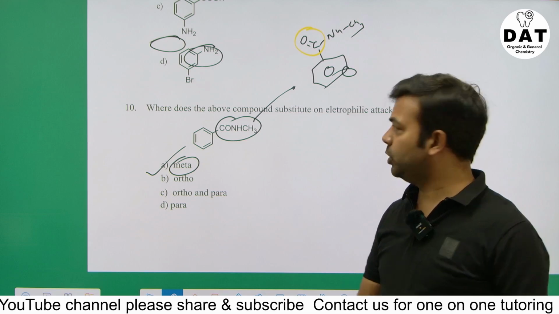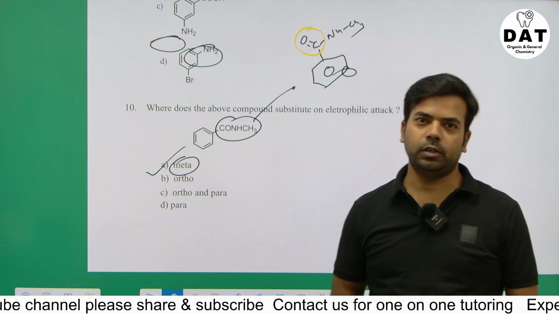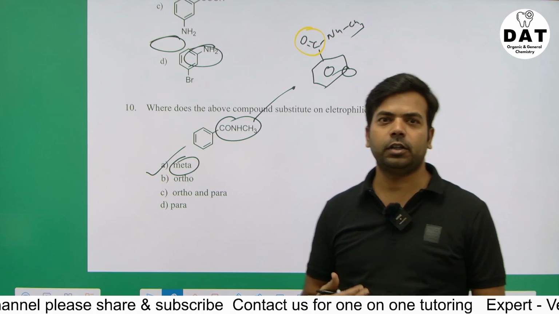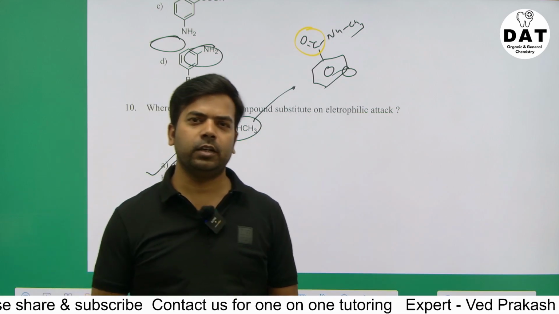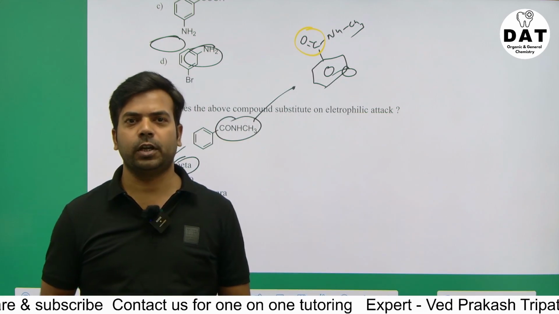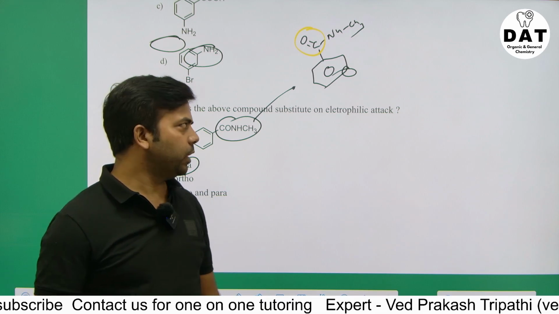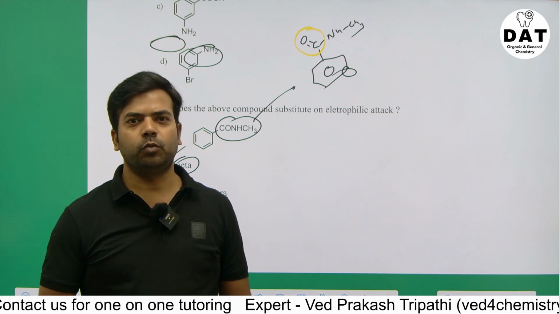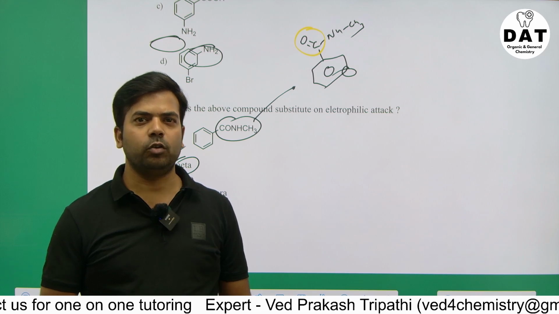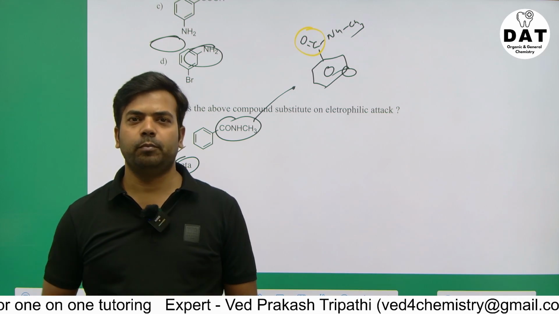Clear? So this is all about quiz 3, in which we have done 10 questions. These questions are from stereochemistry, from alkene reactions, from oxidation, from reduction. So in the next quiz, we will do a few more questions from different chapters. Please watch and please write down some important points and please share with your friends.